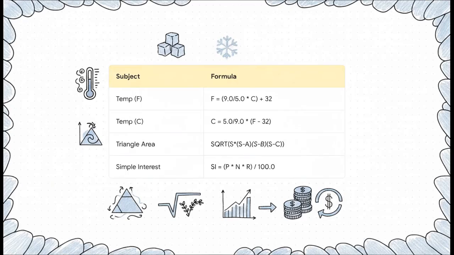When you're building algorithms for math problems, you really need to know these essential formulas. For temperature conversions, notice how the manual explicitly uses floats, like 5.0 divided by 9.0, rather than just 5 divided by 9. This ensures real mathematical accuracy. We also have the area of a triangle using the square root of s times (s minus a), (s minus b), and (s minus c). And for finance, simple interest is just principal times rate divided by 100.0, while compound interest uses that power operator n we talked about earlier to compound the rate before subtracting the principal.